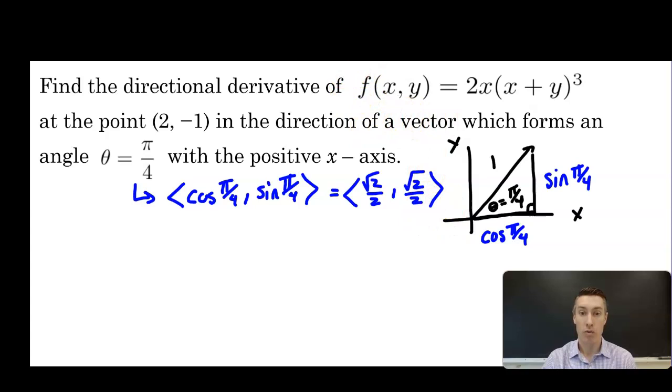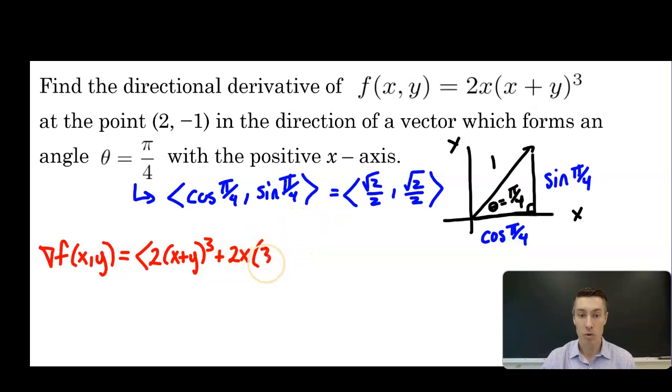We need to find our gradient vector. So the gradient vector of the function. So x requires the product rule, so 2x plus y to the third plus 2x times chain rule, 3x plus y squared times the derivative with respect to x, which is 1. And then with respect to y, just the chain rule, so 3x plus y squared times 1. So there's our gradient vector.